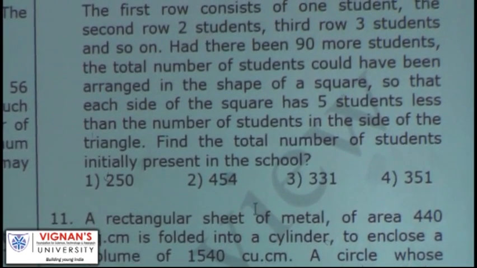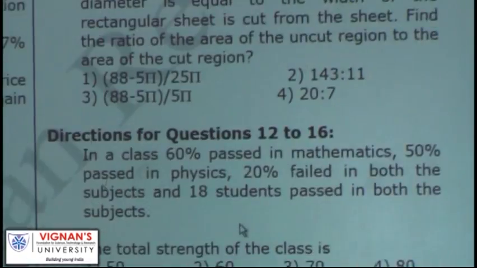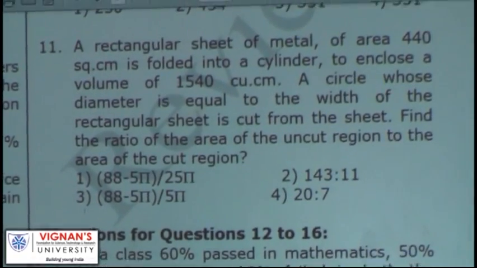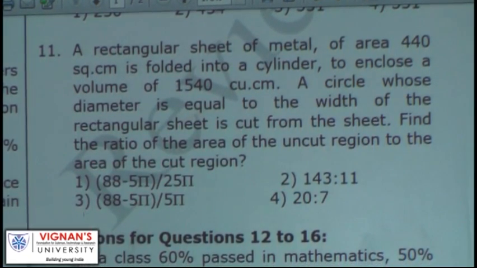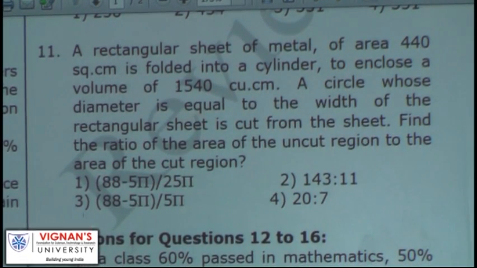A rectangular sheet of metal of area 440 square centimeters is folded into a cylinder to enclose a volume of 1540 cubic centimeters. A circle whose diameter is equal to the width of the rectangular sheet is cut from the sheet. Find the ratio of the area of the uncut region to the area of the cut region.